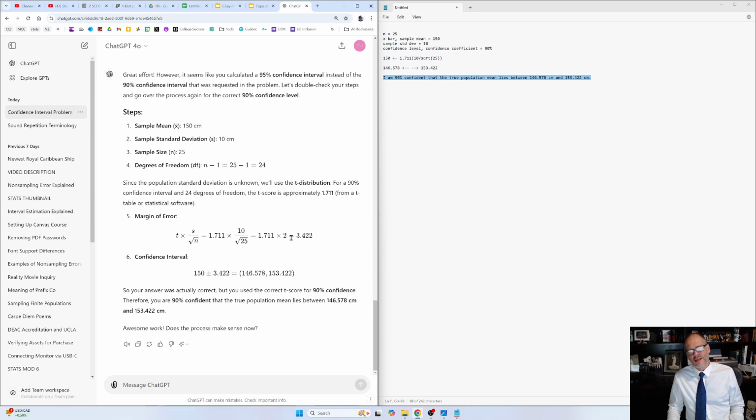And then we get 3.422, and then the confidence interval is going to be 150 plus or minus 3.422, or 146.578 to 153.422. So your answer was actually correct, but you used the correct t-score for 90%, and therefore you're 90% confident that the true population mean lies between this. Awesome work. Does that process make sense now?